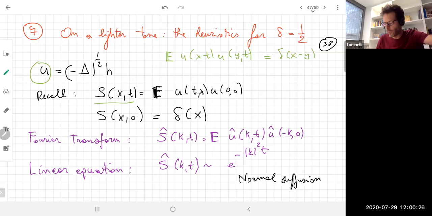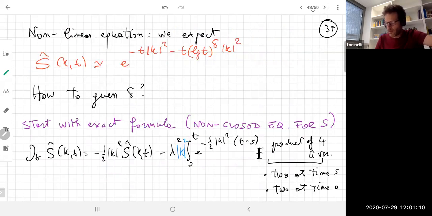Okay, so the first thing, it's convenient to work in Fourier transform. You take the Fourier transform. So this S hat of k and t is just the expectation of the product of the kth Fourier component of U at time t and the minus kth one at time 0. To get this, you just use translation invariance of the process. Okay, now for the linear equation, this S hat is totally explicit. Actually, it's essentially an equality. It behaves like exponential of minus k squared t, where maybe there is 1/2, okay? This k squared just corresponds to the Laplacian. And the fact that here you have exactly t tells you that you have normal diffusion.